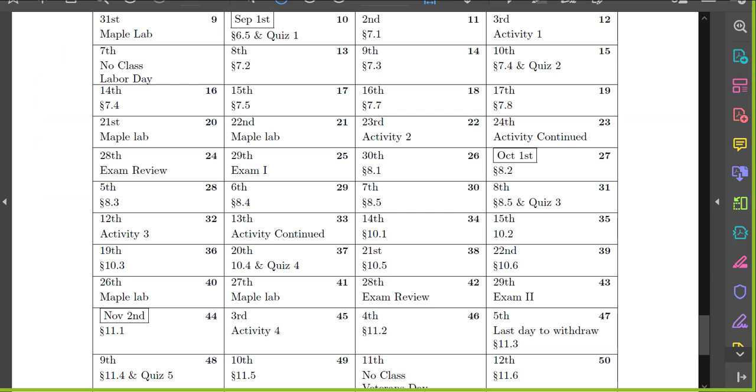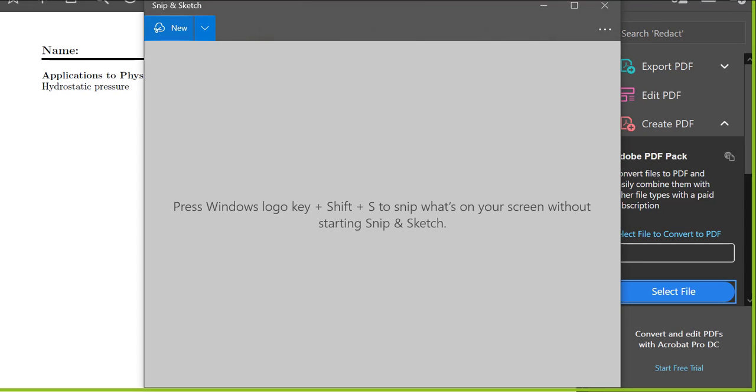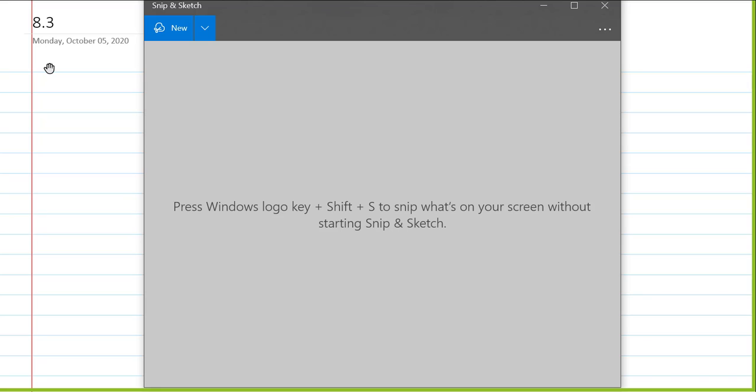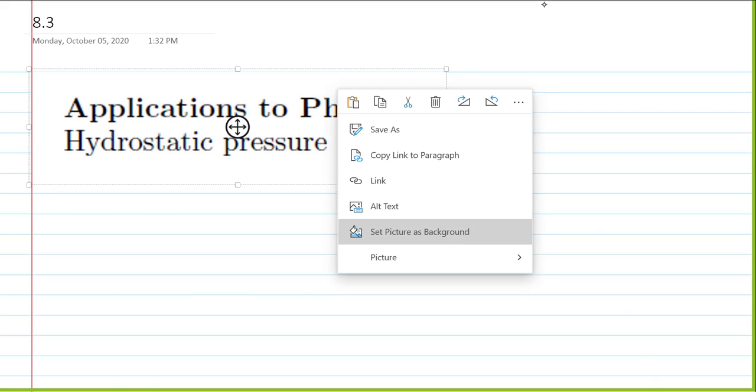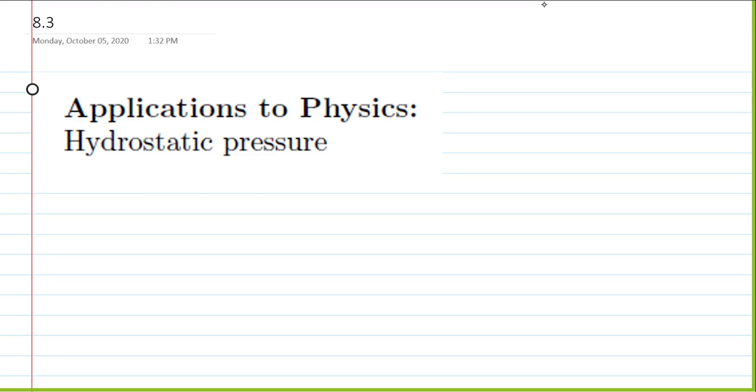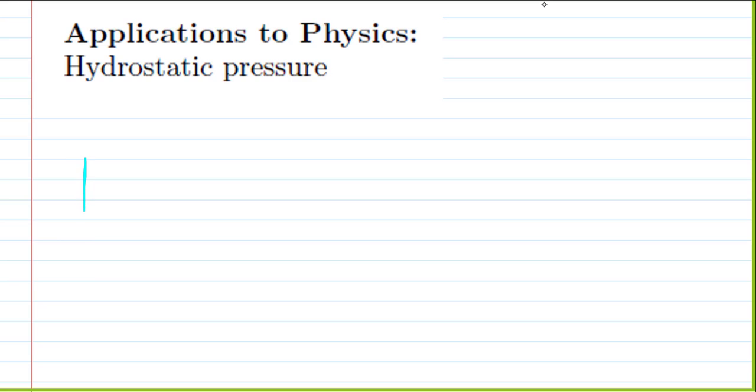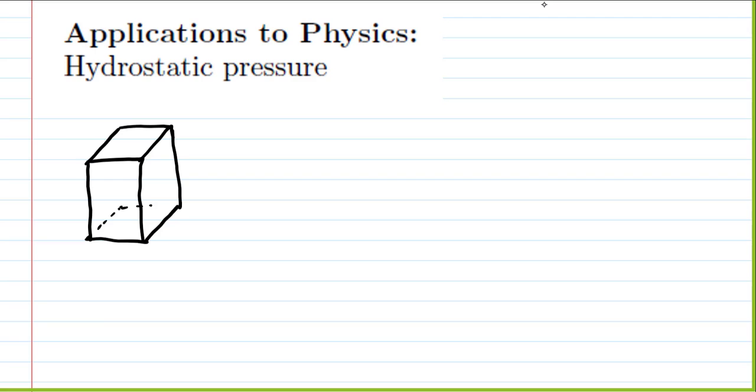So the first thing we want to talk about in this section is hydrostatic pressure. So let's draw some pictures and get some background, and then we'll figure out how we can use integrals to help us resolve some of these types of problems. So let's start with a stationary column or rectangular solid of water. So let's go with the height of this being d.